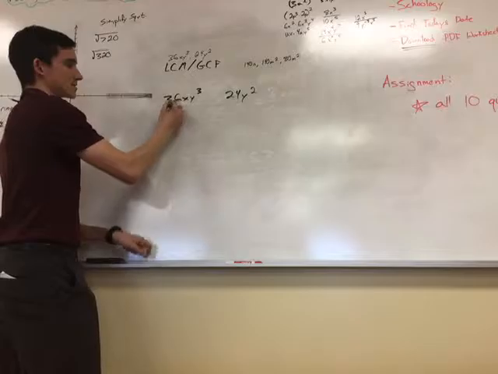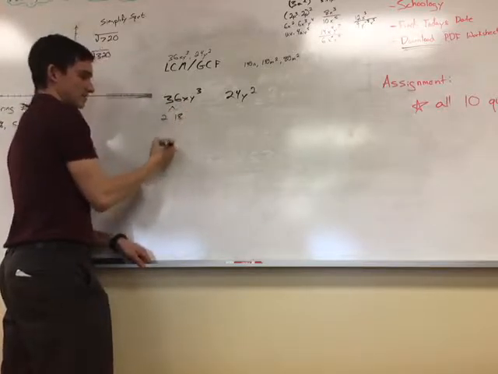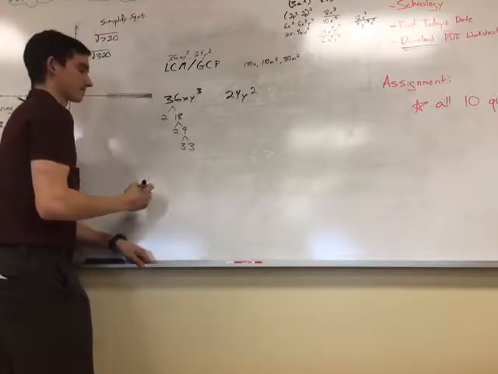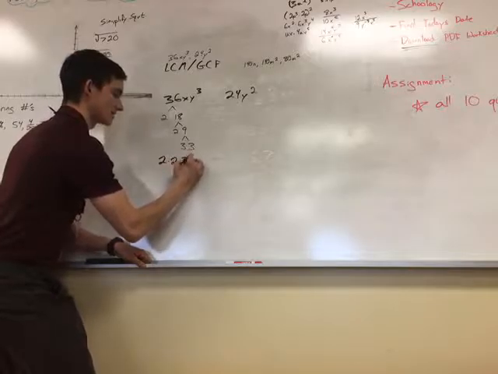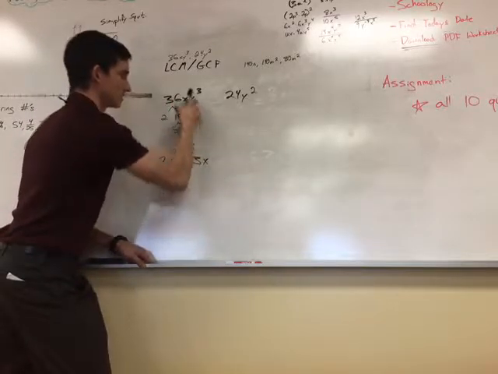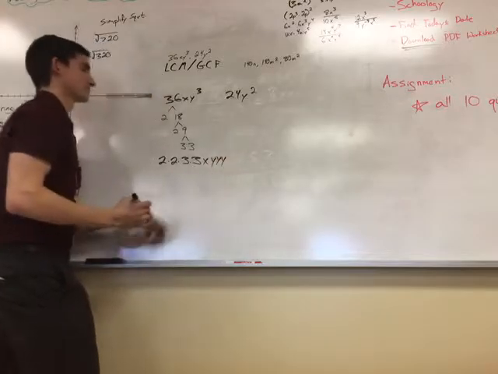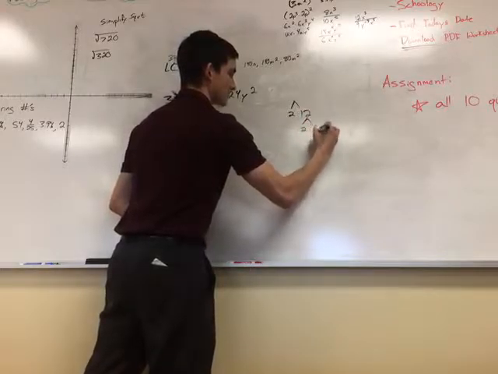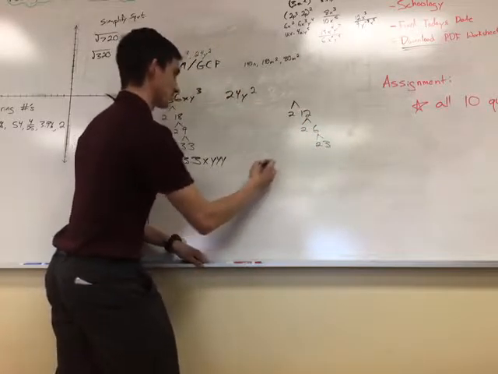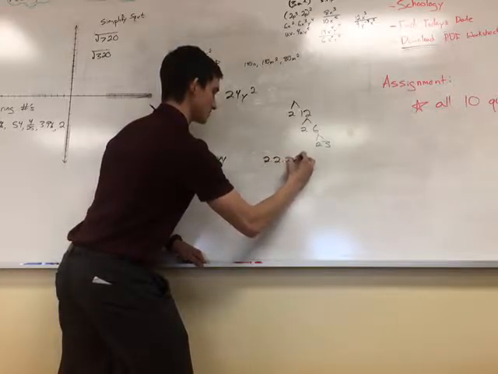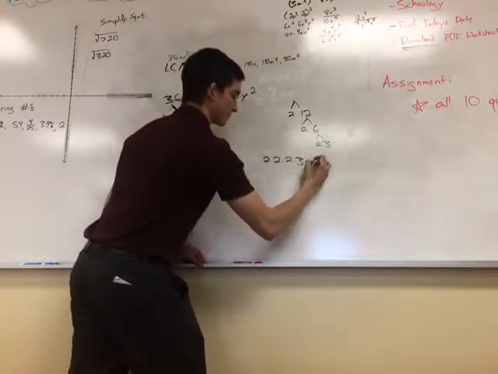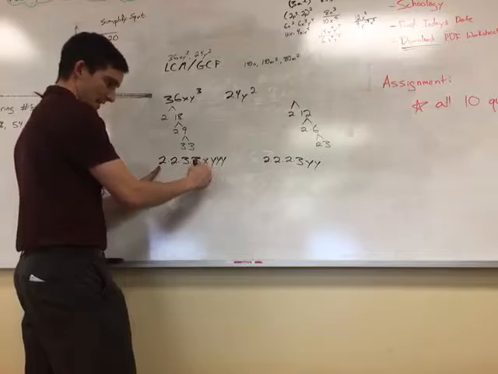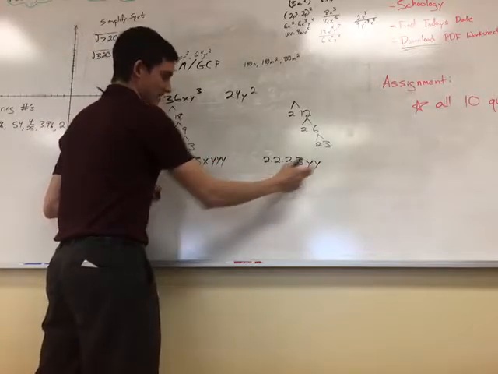So again, prime factorization. So I'm going to start off with 2 and 18, 2 and 9, and this is 3 and 3. So 2 times 2 times 3 times 3, x, y cubed. Okay, 24 is going to be 2 times 12, which is 2 times 6, which is 2 times 3. So 24 is 2 times 2 times 2 times 3, y squared.